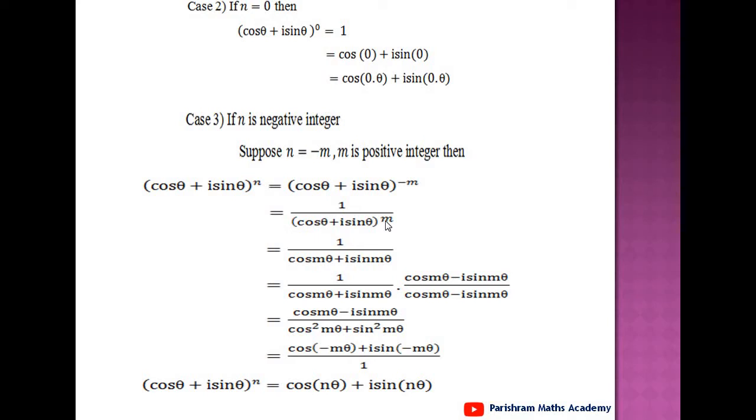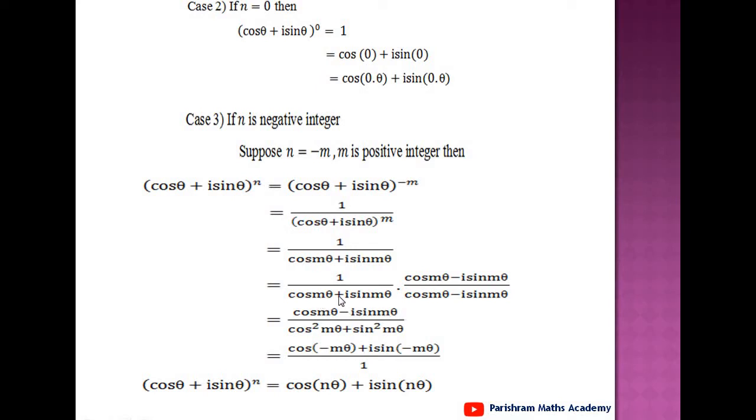From the first case, the result is true for all positive integers. Here m is a positive integer, and therefore (cos θ + i sin θ)^m is the same as cos mθ + i sin mθ. We can simplify this complex number. We can multiply and divide by the complex conjugate of the denominator, that is cos mθ − i sin mθ. Simplify. We get cos mθ − i sin mθ.